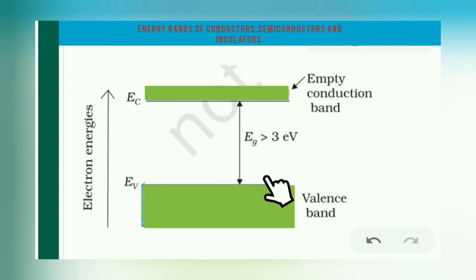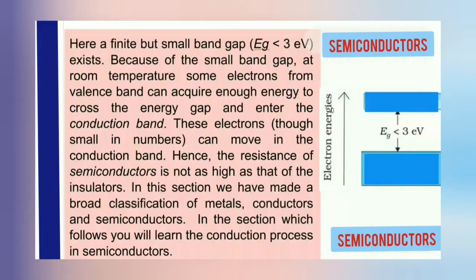Whenever these electrons get energy more than 3 electron volt, only then will these electrons jump from the valence band to the conduction band. In the case of a semiconductor, the energy gap is less than 3 electron volt. At ordinary temperature, a few electrons get enough energy and jump into the conduction band.